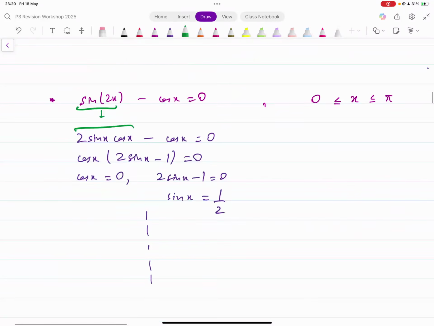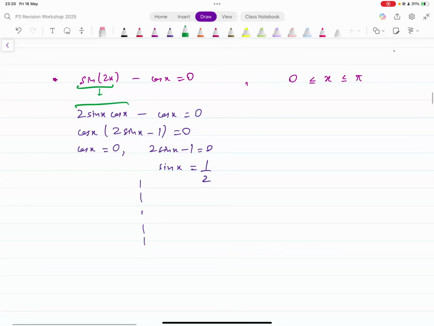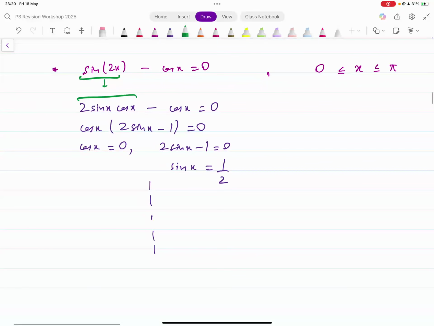These are double angle identities. Now you can use them, for example, to solve equations like these. Sine 2x minus cos x equals 0. How do you do that? Apply the double angle identity for sine, it becomes 2 sine x cos x minus cos x equals 0. And now if you take cos x common, that gives you 2 equations, cos x equals 0, 2 sine x minus 1 equals 0.